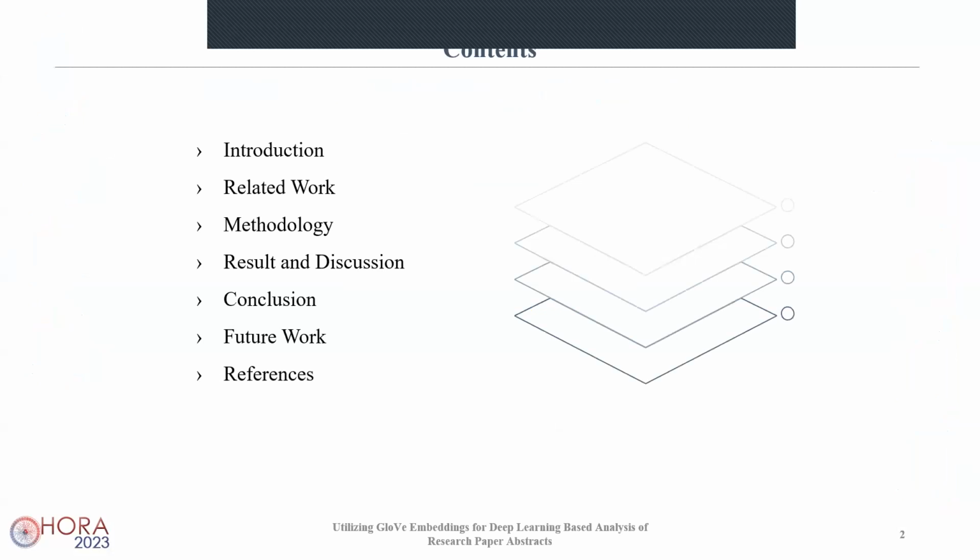dedication. Our research paper is structured into 6 key sections. These are introduction, related work, methodology, result and discussion, conclusion, future work, and references. Each key section provides valuable insights into our study.